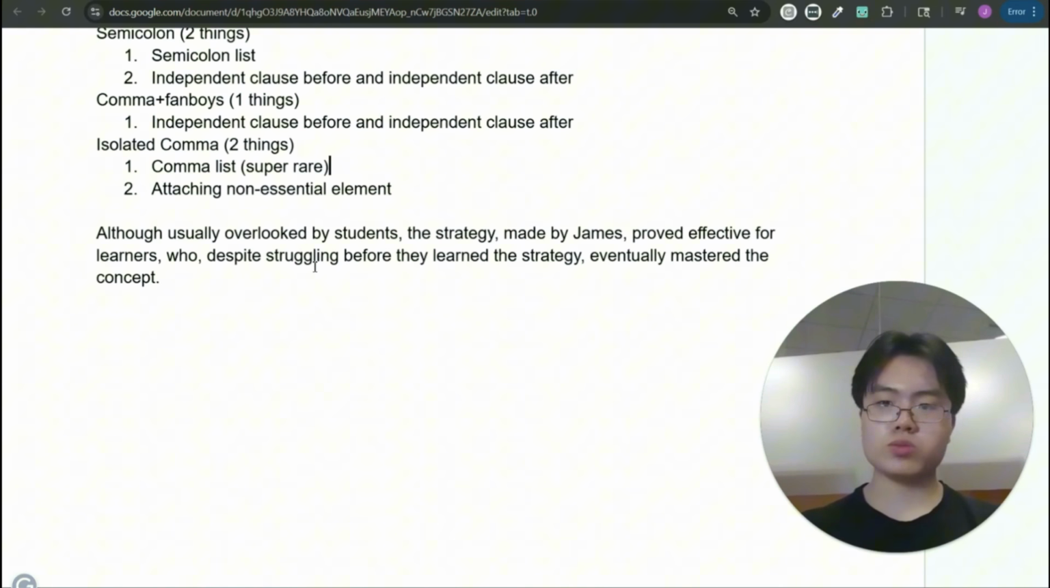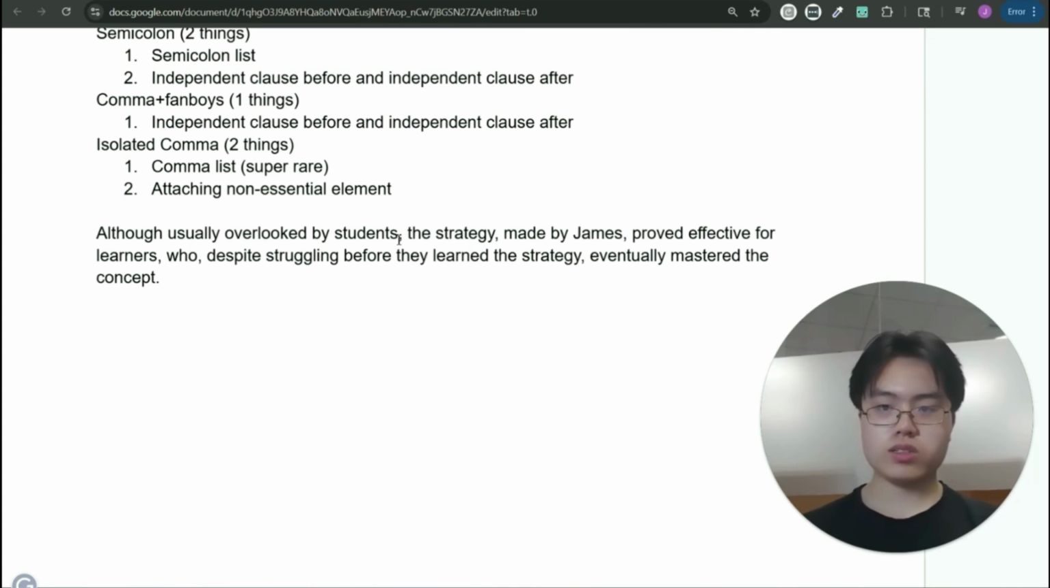And so if you do see this, it's pretty much always only going to be in the first module. Or if you get the easy second module, it's going to be there. But mostly, watching this video is going to get the hard second module. And really all you need to worry about when you see a comma by itself and there's no FANBOYS after it is this: attaching non-essential elements. That's all you have to worry about. The only reason why that comma is correct is it's a non-essential element.